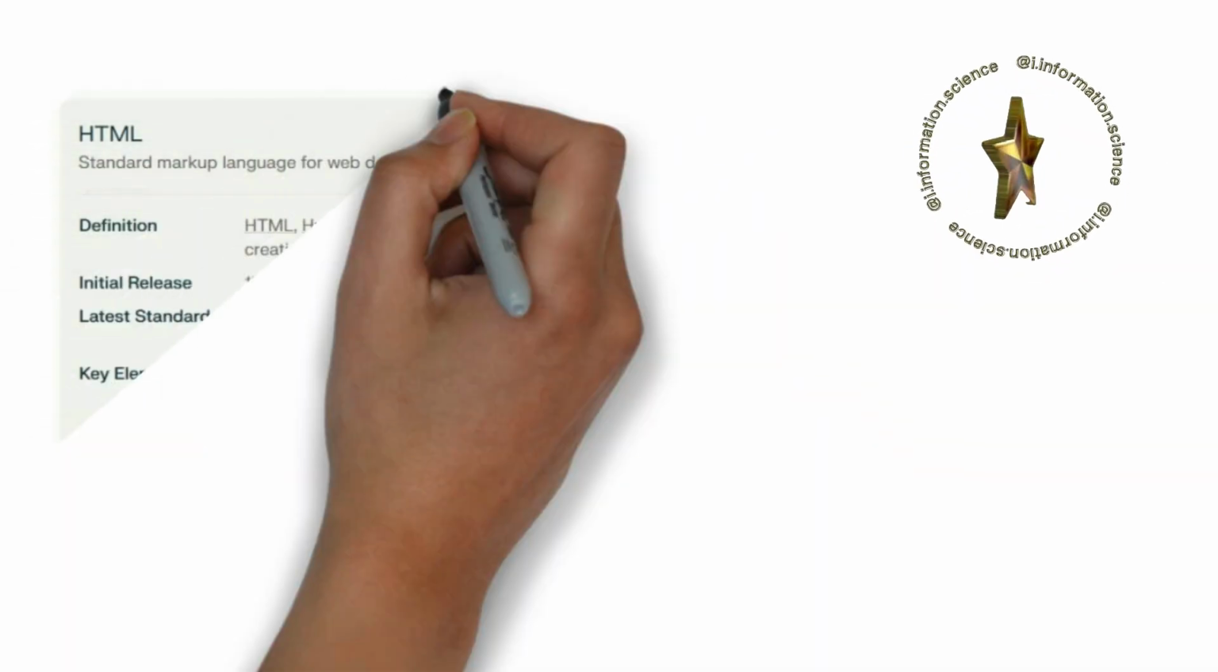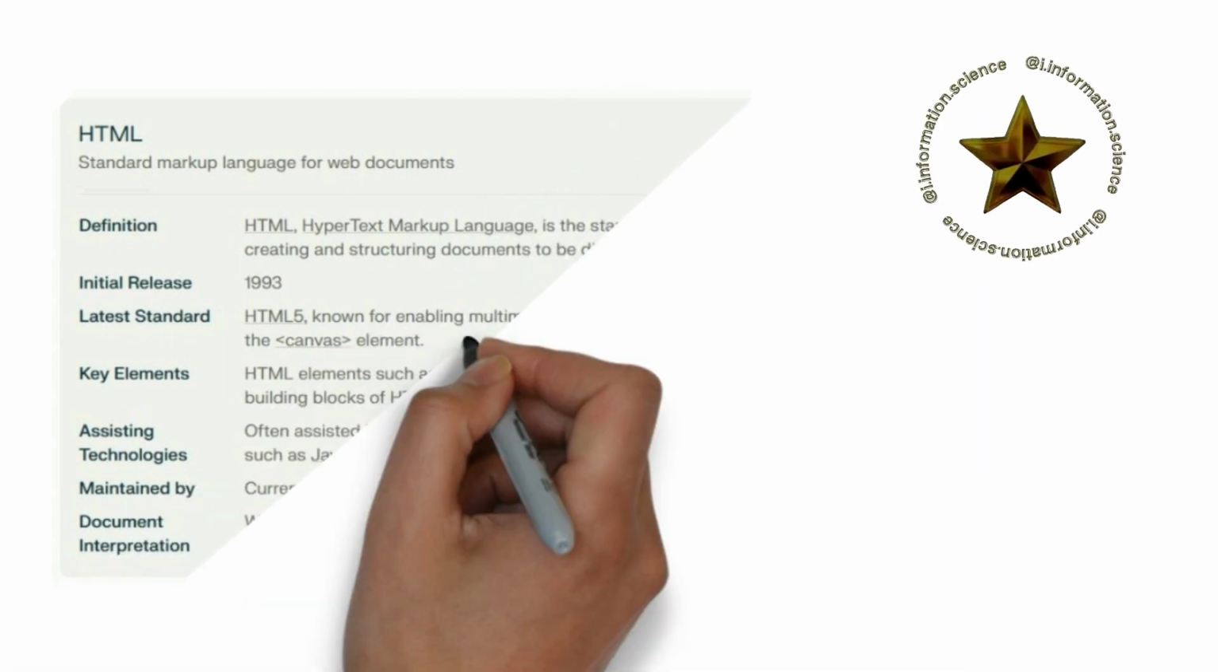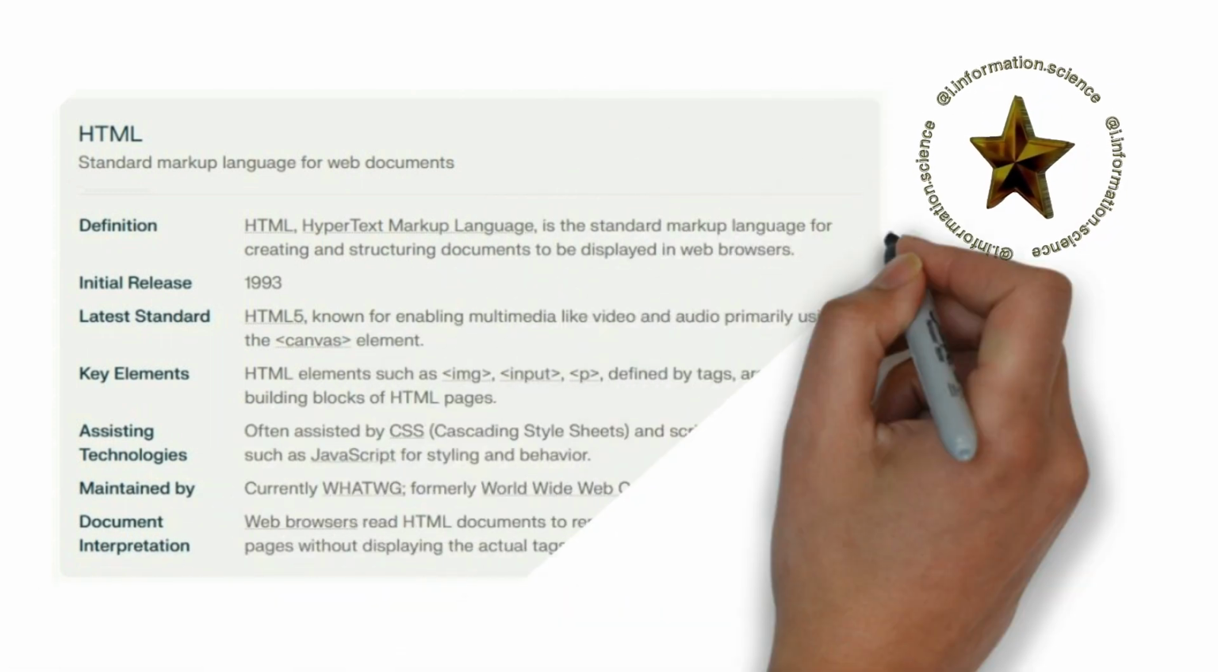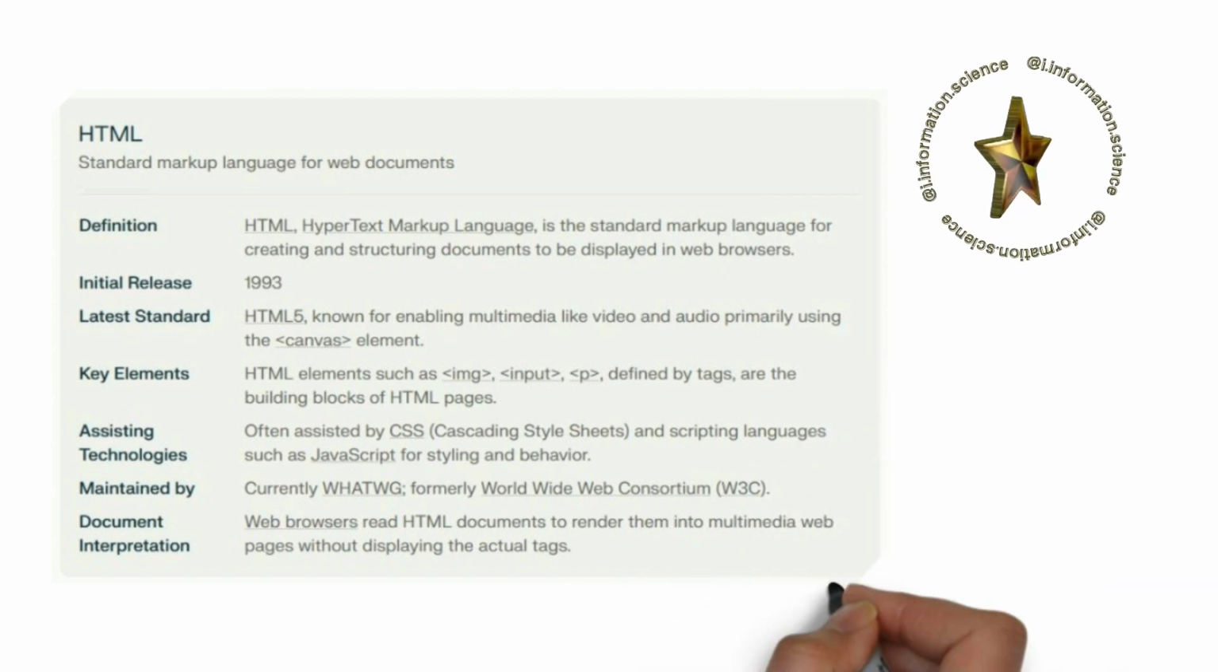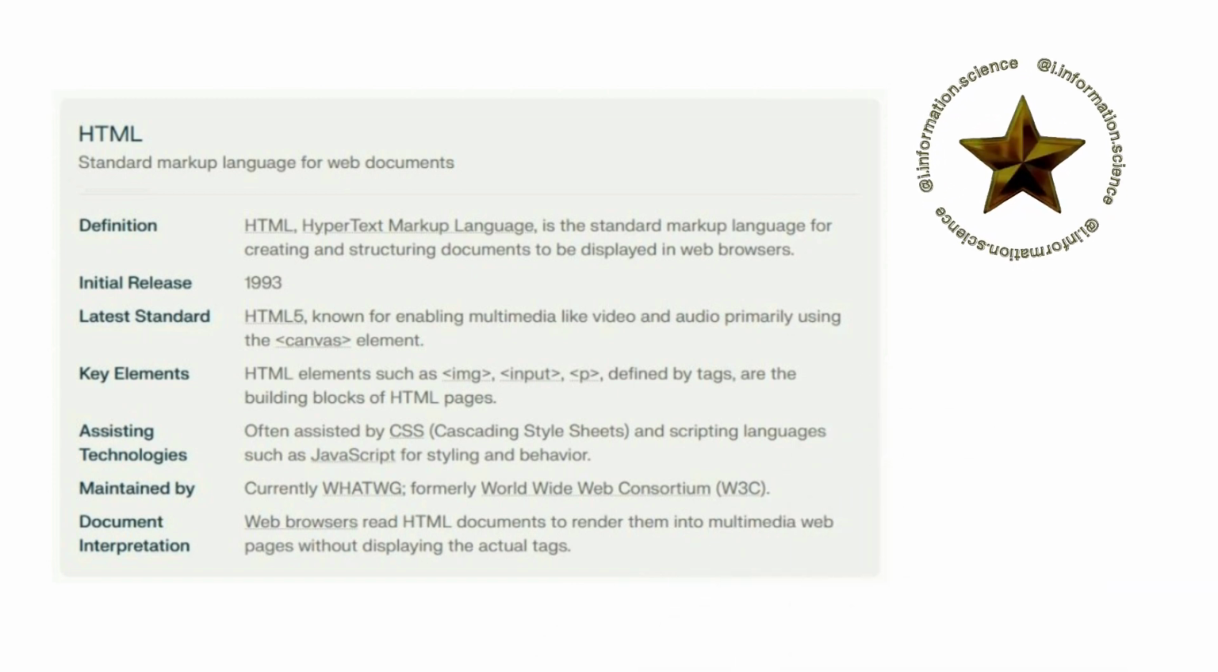The definition of HTML. HTML, Hypertext Markup Language, is the standard markup language for creating and structuring documents to be displayed in web browsers. Initial release in the year 1993. Latest standard, HTML5. Key elements, input, etc. Assisting technologies, CSS. And maintained by World Wide Web Consortium, W3C.